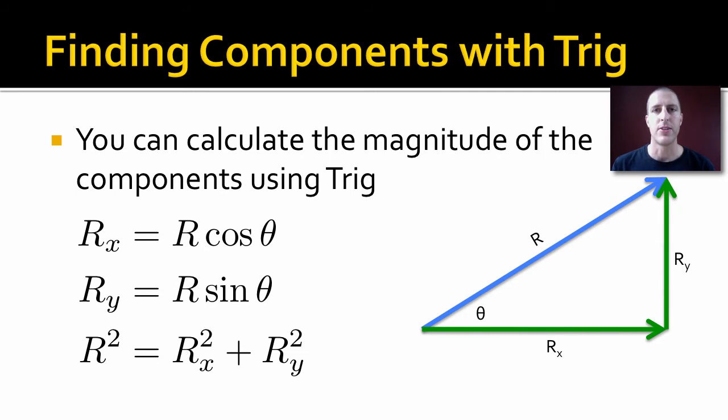And you can check this and make sure it's all working using the Pythagorean theorem. You can say Rx squared plus Ry squared equals R squared. If that doesn't work, you probably did something wrong. It's not always necessary to check that, but if you're just not very confident about a problem, it's a good way to see if you did it right or not.